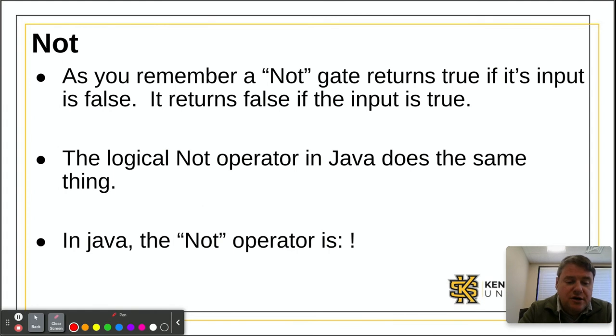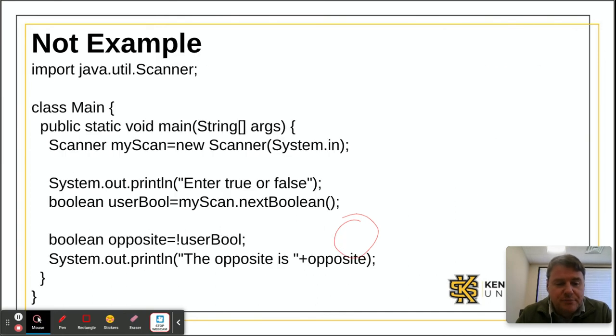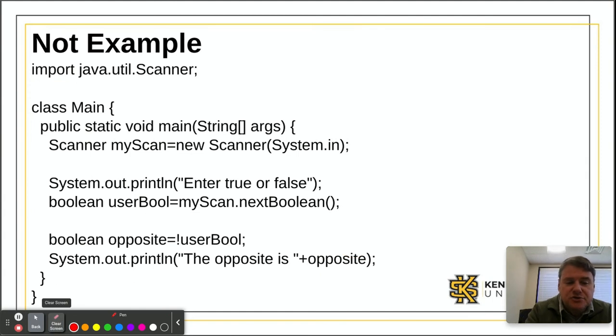And in Java, the NOT operator is going to be a single exclamation mark. That one's easy to find on the keyboard. And so here's our example of that. We have, again, a scanner, and we are asking the user to enter either true or false. And then we read in nextBoolean. That's how we read in a boolean, and we store that in userBool. All right, so opposite is a new variable, and it's going to be equal to not userBool. So whatever the value of userBool was, not is going to reverse it.